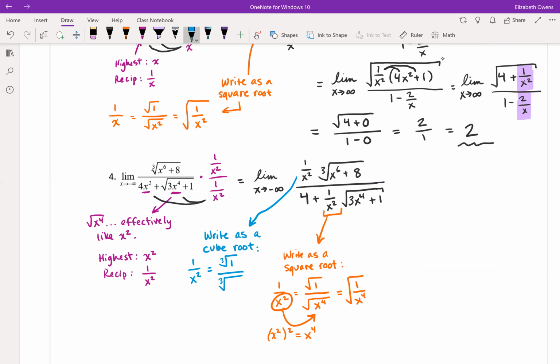X squared is the cube root of what? And we can use the same type of trick that we just did right down here to figure out a square root. What do you put underneath the square root? Well, take the original and square it.